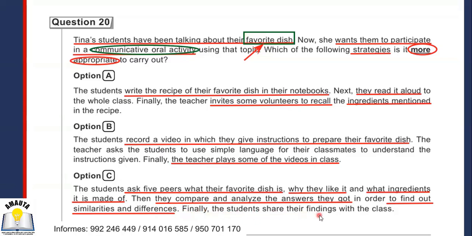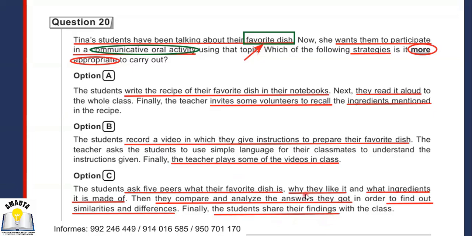Finally, the students share their findings with the class and they continue using the language. When they share the findings in the front, they use the language, of course, with the teacher's guide. Probably here the teacher gives students some prompts in order to share these findings.